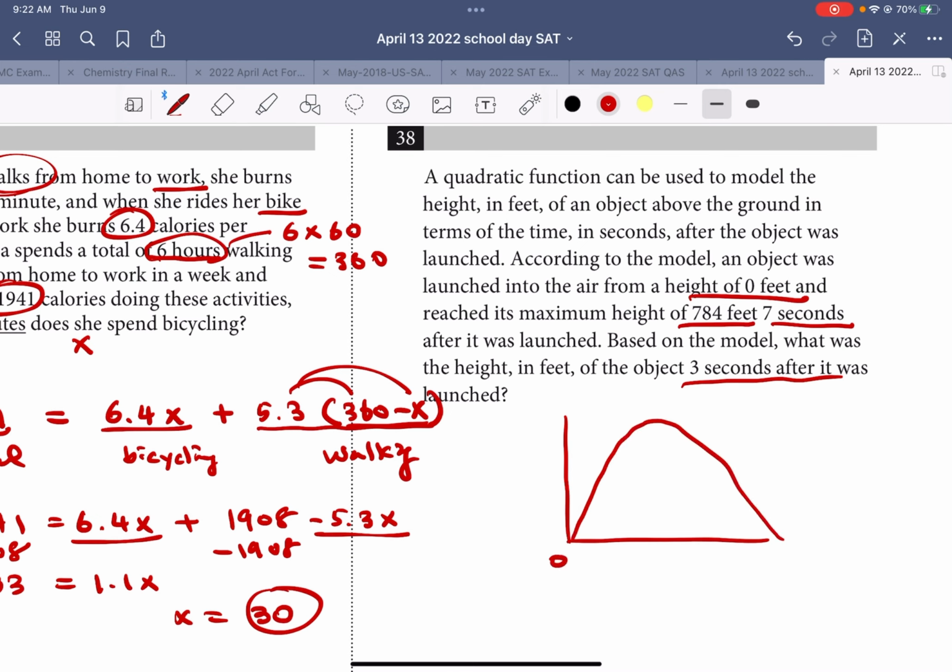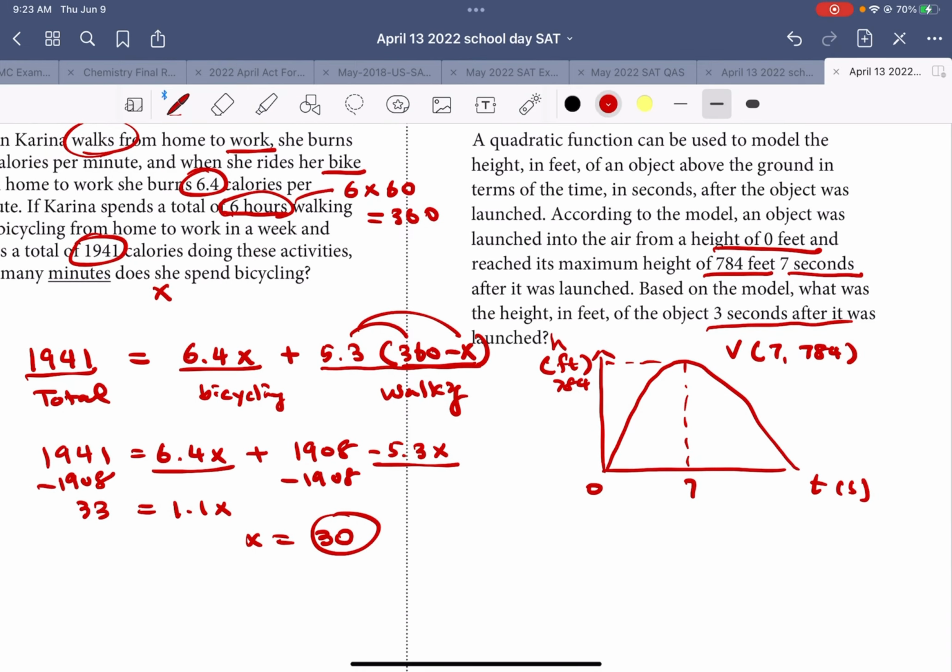So it was 0 in the beginning. And this is time and this is height, height in feet and time in seconds. So 7 seconds after, it will reach its maximum height, which is 784 feet. So your vertex is 7, 784. And the question is 3 seconds after it was launched. So 3 seconds is somewhere here. What is the height? That's the question.